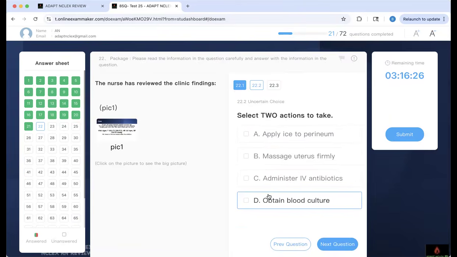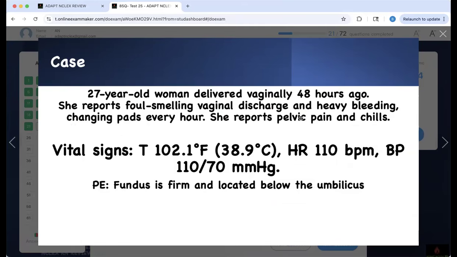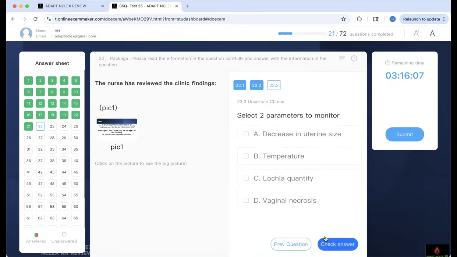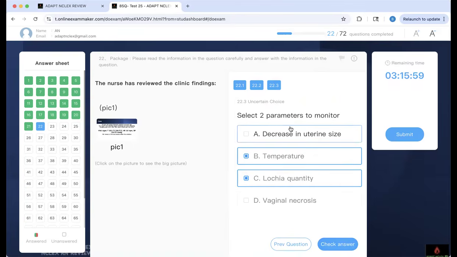If that's the problem, then what are we going to do? Apply ice, massage the uterus, antibiotic, and blood culture. We know this is an infection. Everything was said here: the patient has heavy bleeding and foul-smelling discharge. That will tell you, I got to give them antibiotic and obtain blood culture. And then what are you going to monitor? If you have infection, temperature. And then what is the problem? Lochia. It has nothing to do with the uterine size, it's already small. And there's no vaginal necrosis, that's when you have a hematoma in the pelvis. But this is what you see.